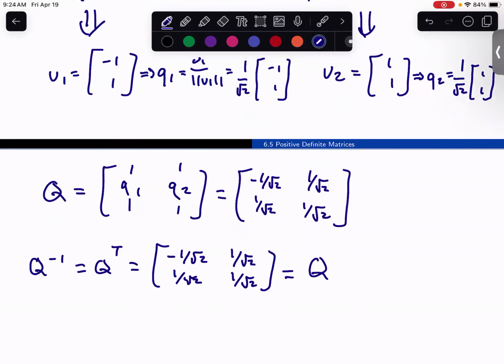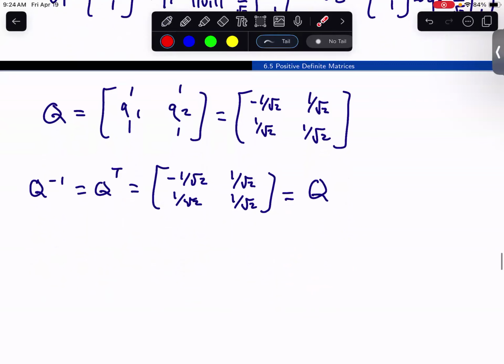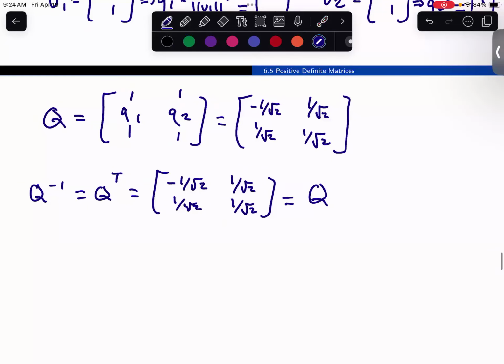So I guess that makes it a projection matrix. You multiply Q by itself, you get the identity. Oh wait, no, that's not a projection matrix. Never mind. Forget I just said that. Okay, so we end up getting the following. And so we end up having that S.